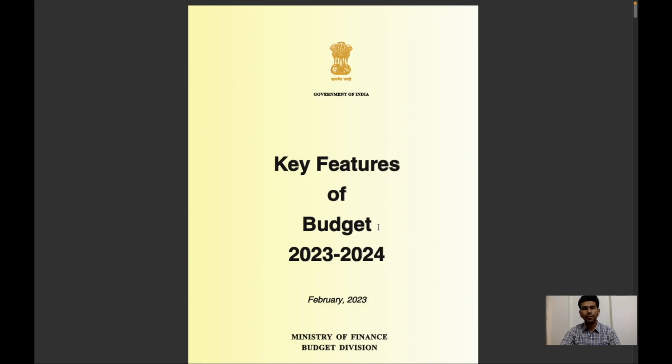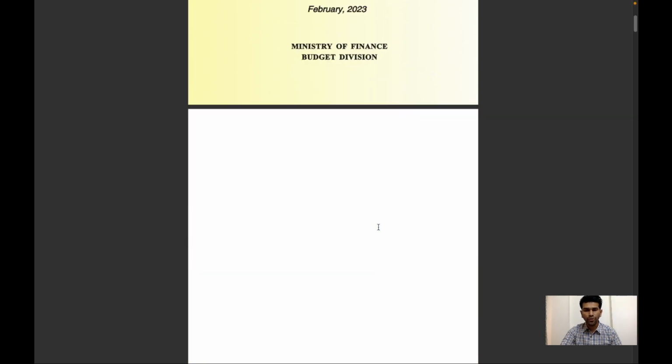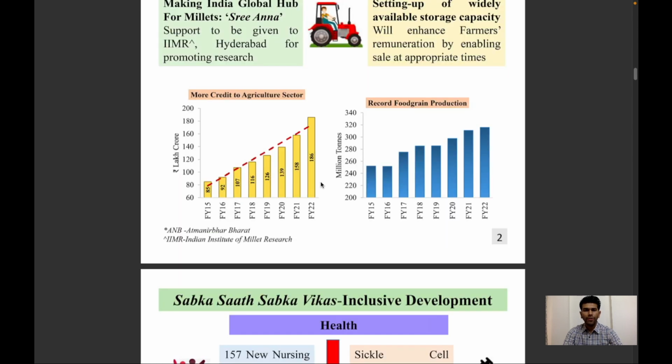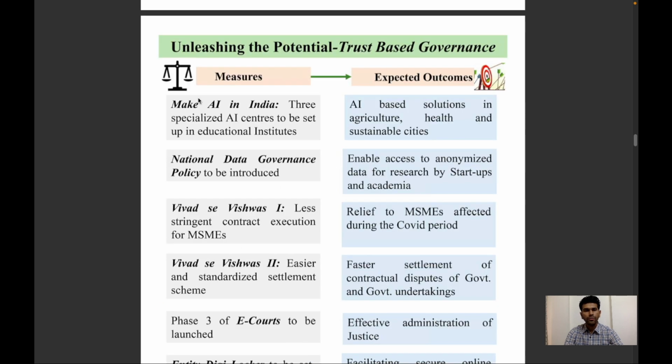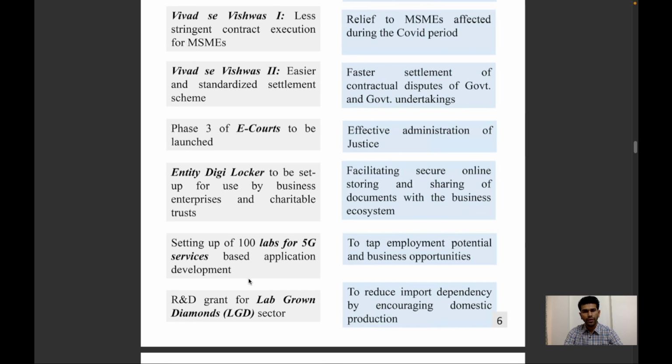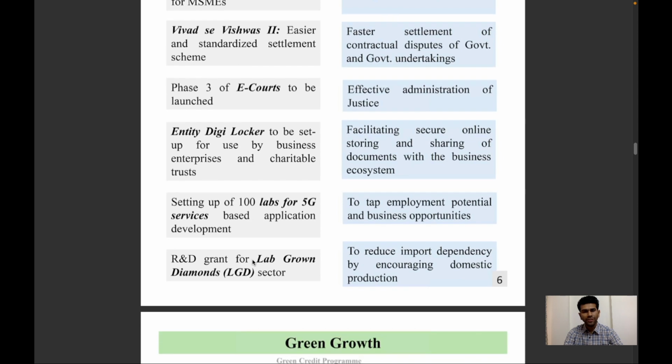Let's have a look at the current budget of 2023-24. This budget focuses on boosting agriculture startups, infrastructure for agriculture, crop protection insurance, promoting natural farming, etc. As we can see, the government spends more every year. Therefore, production also increases. They have focused more on technological products like AI, national data security, DigiLocker, 5G services.